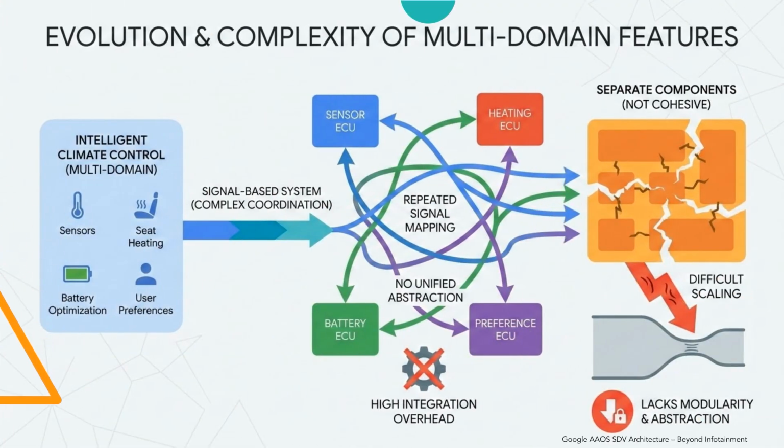As vehicles evolved, features started spanning across multiple domains. Consider intelligent climate control. It is no longer just temperature adjustment. It involves sensors, seat heating, battery optimization, and user preferences. In a signal-based system, this becomes complex. Each subsystem exposes signals, but there is no unified service abstraction. This results in multiple ECUs coordinating repeated signal mapping and high integration overhead.